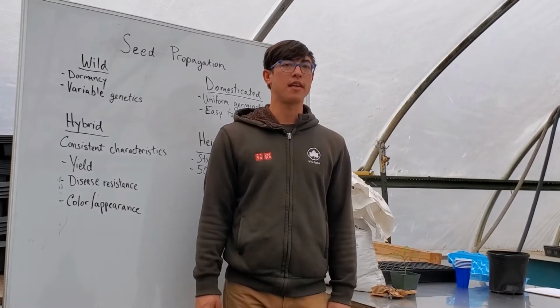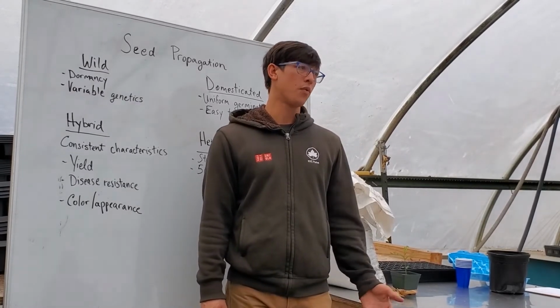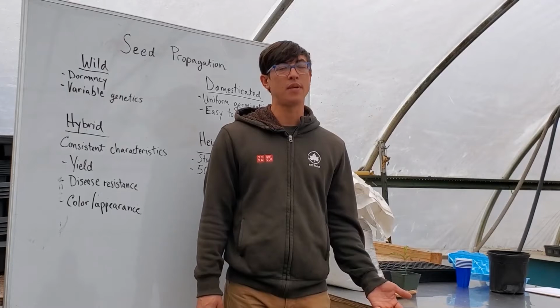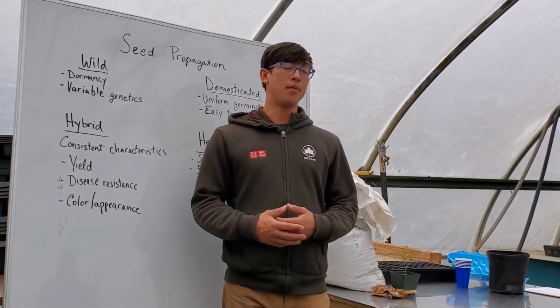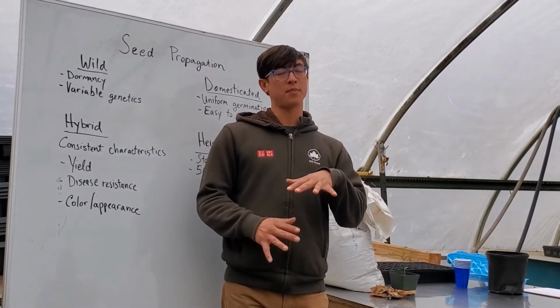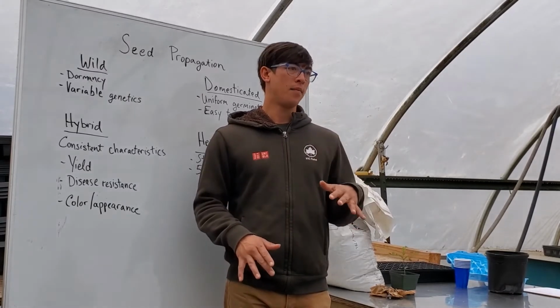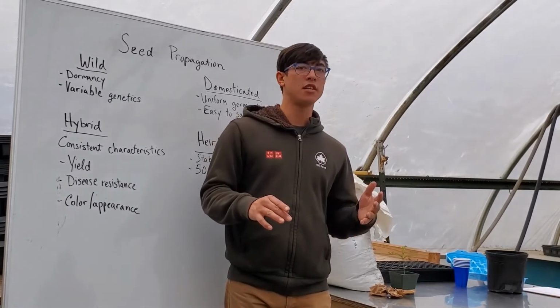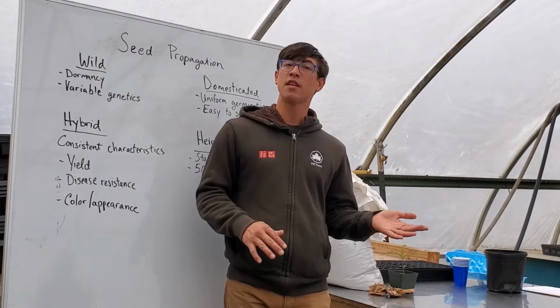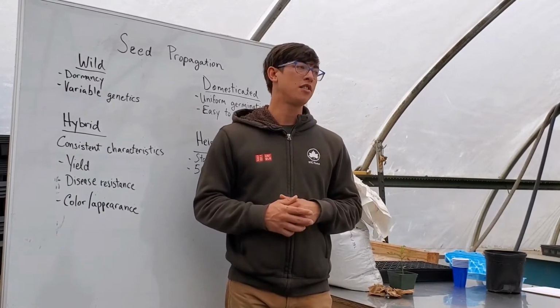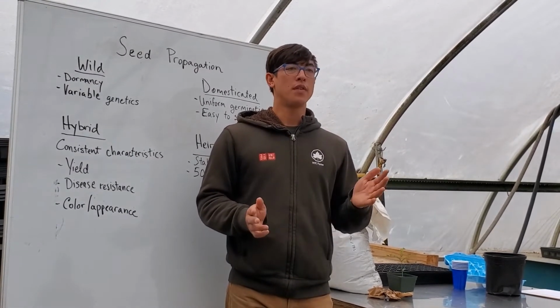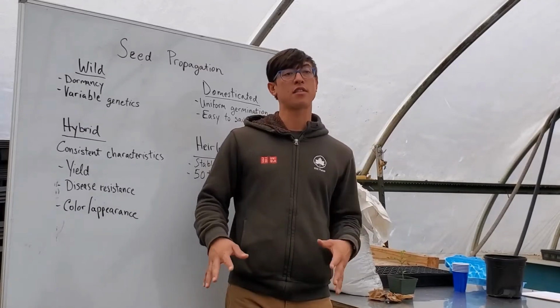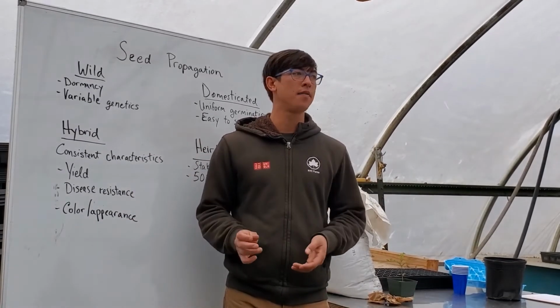Variable genetics is important for wild populations of plants to survive because if you have a bunch of plants with different genetics, certain ones will survive better in certain conditions, and with nature being what it is, you don't have the same exact conditions year after year, so it helps to have a variation in genetics so that your population will survive in the wild.